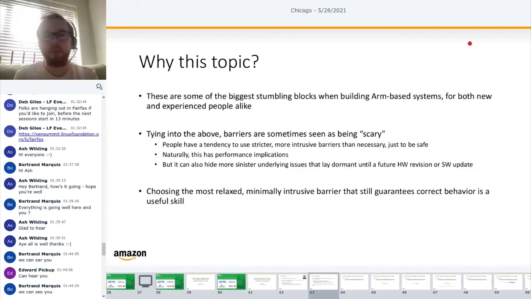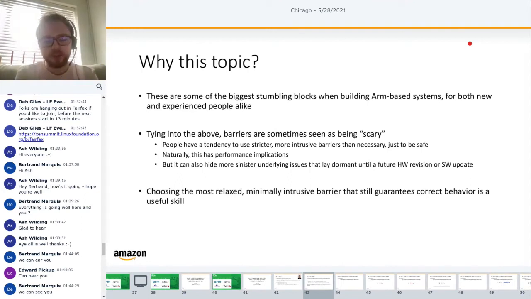So why this topic? This isn't really a Xen-specific topic, but it's one that I think can be quite interesting. Barriers are one of the biggest stumbling blocks that people face when they're building ARM-based systems, for both new and experienced engineers alike. These barriers are sometimes seen as being scary. People have a tendency to use stricter and more intrusive barriers than are actually necessary just to be safe. That has performance implications, but it can also hide more sinister underlying bugs.